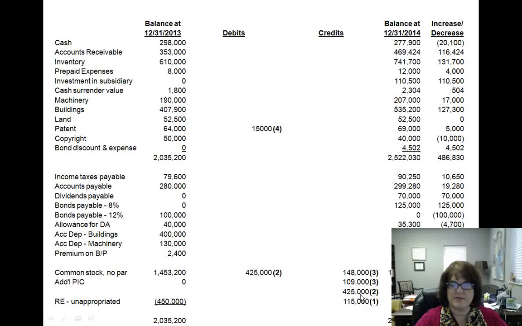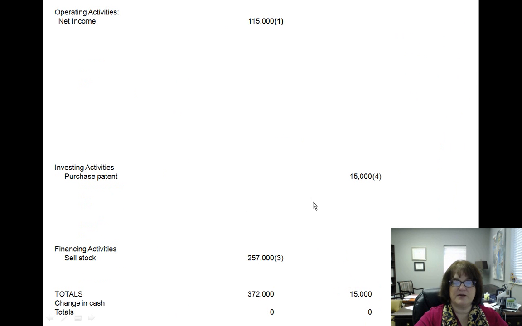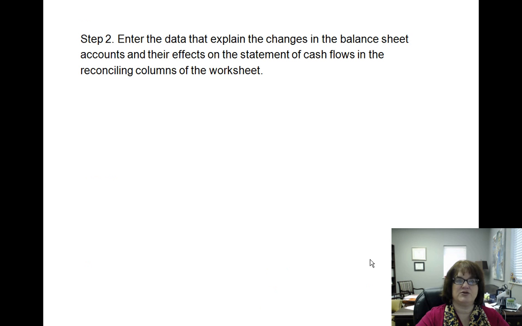All right, so for item number 3, we have 2 credits here, one to common stock, and the other to additional paid-in capital. You'll notice that the credit to additional paid-in capital fully explains the change in that account. You'll also notice that the debit to the patent here more than explains the change in that account. On the flip side, we've explained the change in common stock. We've explained the change in additional paid-in capital. We have not fully explained the change in patent. On the bottom side of the worksheet, you're going to find a debit to financing activities for selling stock, $257,000, and a credit to purchasing the patent for $15,000. Okay?